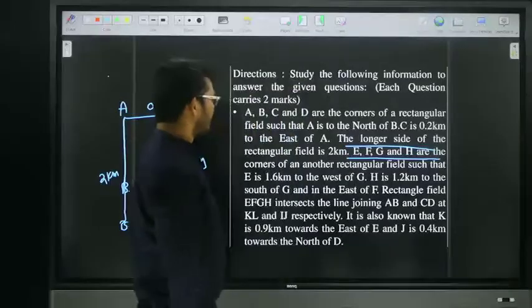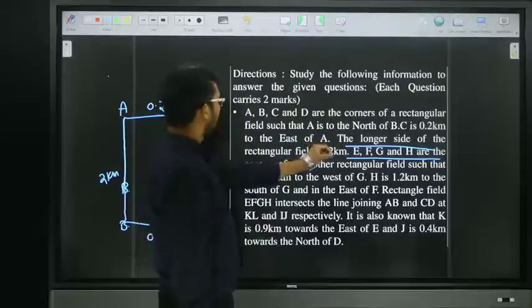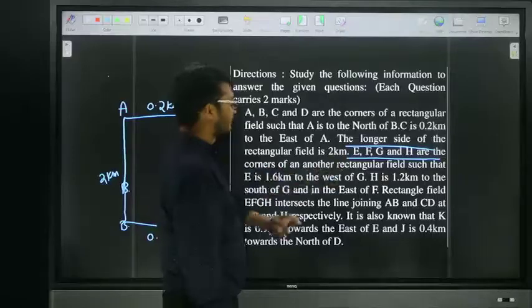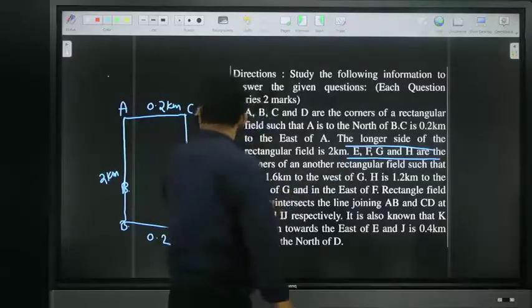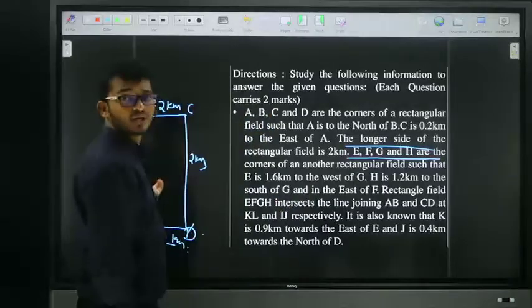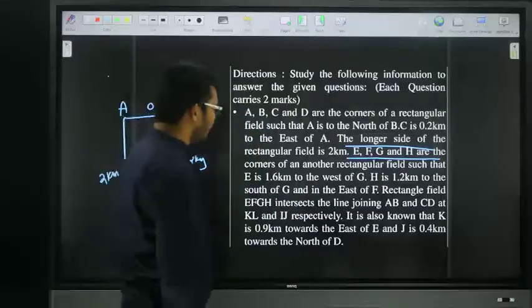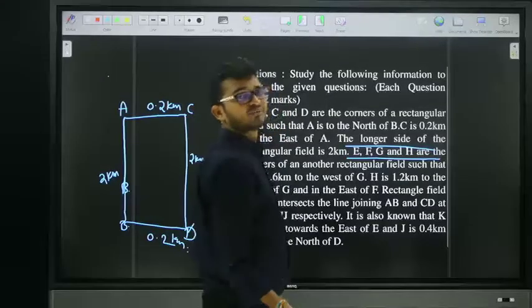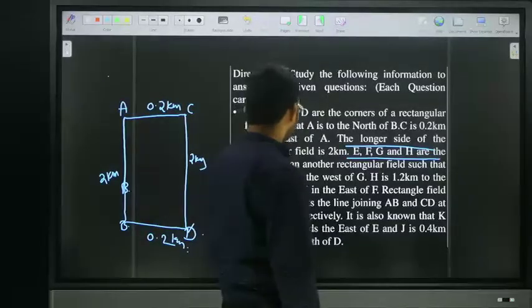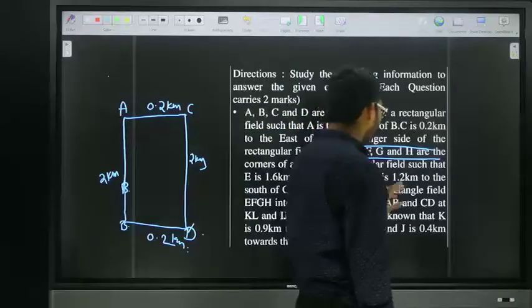See here. EFGH are the corners of another rectangular field such that E is 1.6 km to the west of G. Friends, here we don't know about E and G. H is 1.2 km to the south of G. Here we don't know about H and G.